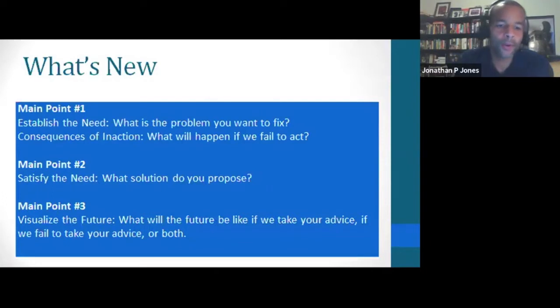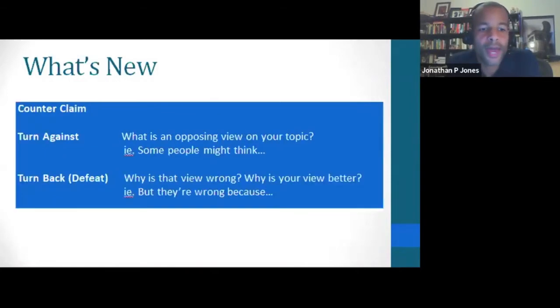Okay, main point two, satisfy the need. What solution do you propose? Pretty clear. And then visualize the future. What will the future be like if we take your advice, if we fail to take your advice, or both? So let's look at all of those a little more closely, okay? Or we will in a moment, but first, there are two more parts that are new.